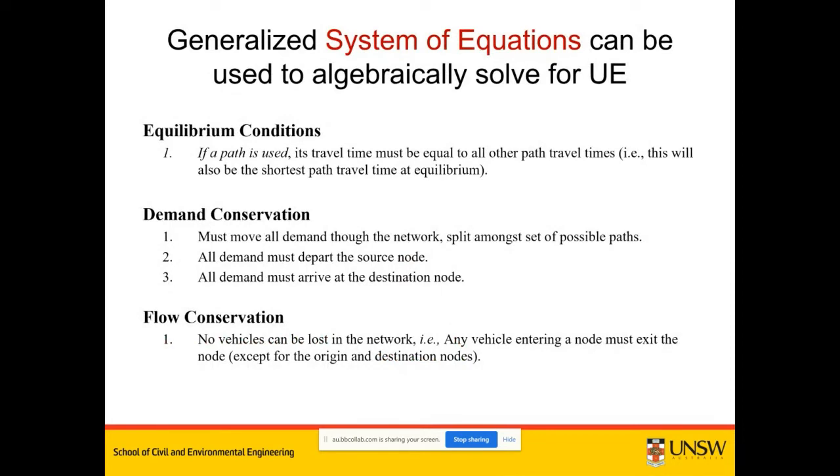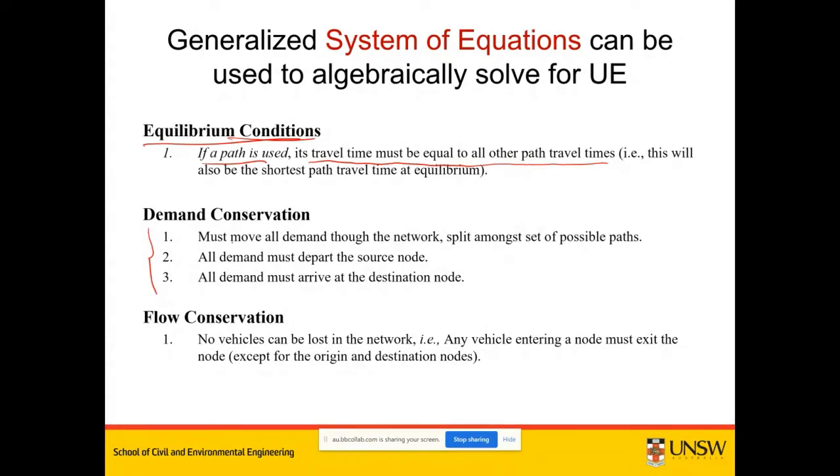So if you want to summarize these examples into a generalized framework of a system of equations that can be used to solve UE, we set an equation for user equilibrium conditions: if a path is used, its travel time must be equal to all other path travel times for that OD. We put one or more, depending on the number of ODs and the size of the network, equations together representing the demand conservations.